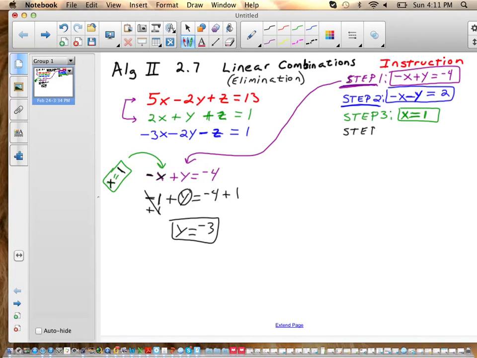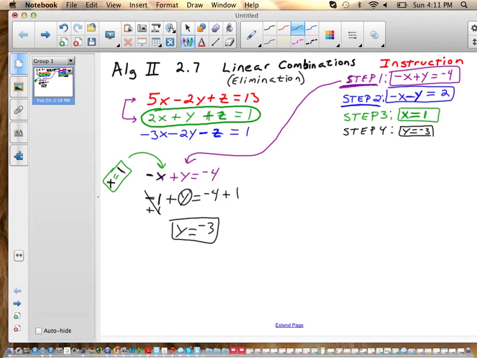In step 4, that allowed me to determine what y was. Okay? y equaled negative 3. So now that I know what x is and I know what y is, I can grab any one of my other 3 equations and I can determine z. So I'm going to come back now and grab this equation right here. You could have grabbed any of them. I could have grabbed the equation in red. I could have grabbed the equation in blue. Doesn't really matter. But I'm going to grab that equation.